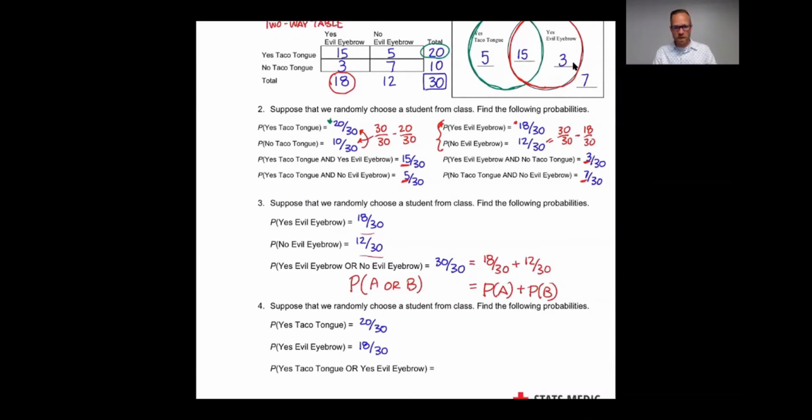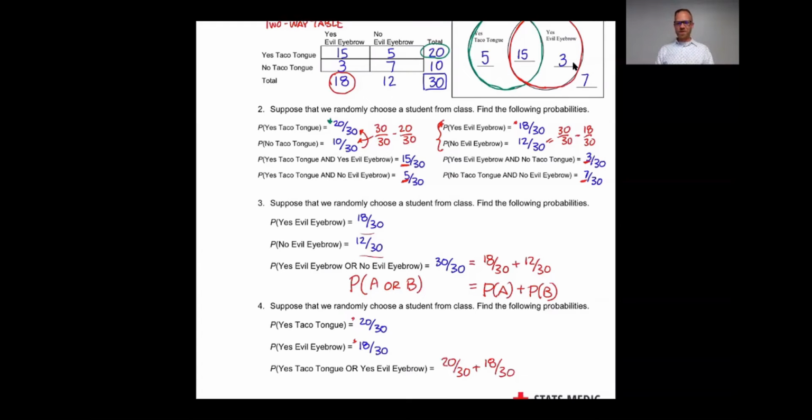So let's try the last question, number 4. The probability of yes, taco tongue, and yes, evil eyebrow, we've already calculated those. We know that's 20 out of 30 and 18 out of 30. And so the very last question says the probability of yes, taco tongue, or yes, evil eyebrow. Well, we have those 2 values right there. So let's just take our 20 out of 30 and add 18 out of 30.